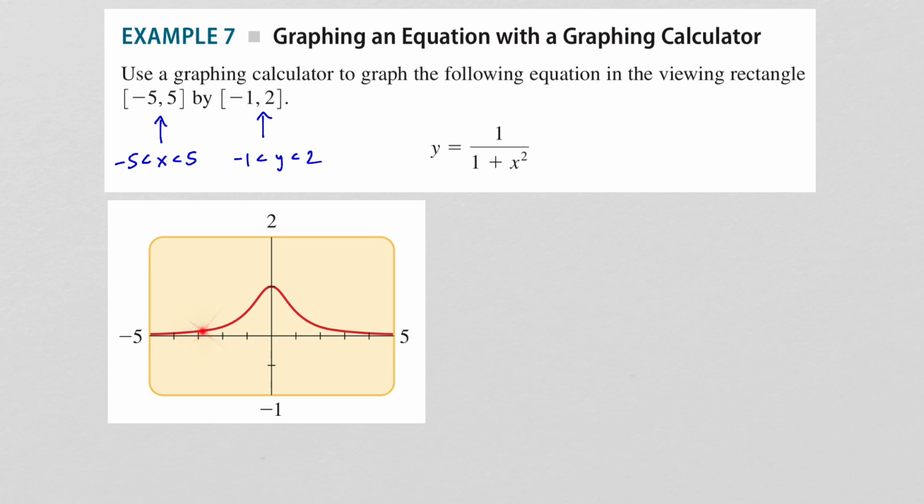Now, when you graph this on a graphing calculator or any other graphing software, you will notice that you get this shape of a graph here. And again, you can see that x goes between negative 5 and 5, and y goes in between negative 1 and positive 2. But this is a very different graph from the previous examples.